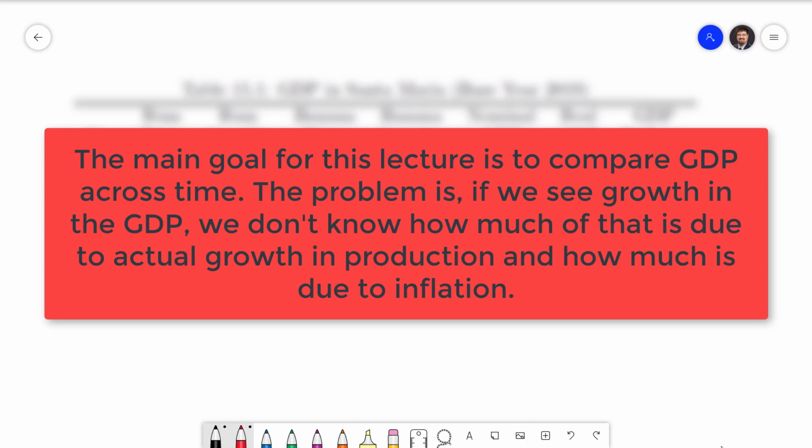Inflation is a general increase in the price level over time. Because of inflation, GDP typically appears to grow faster than the actual amount that production is growing. To account for this, we are going to calculate the real GDP.